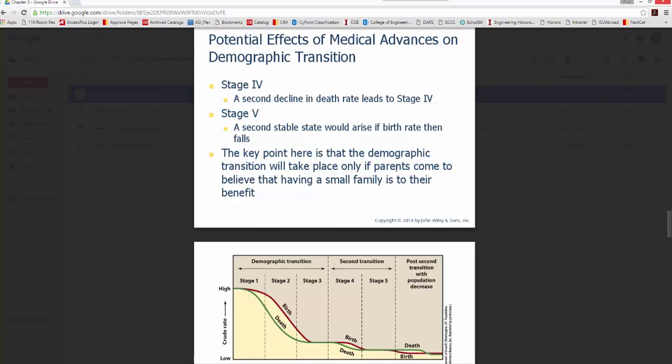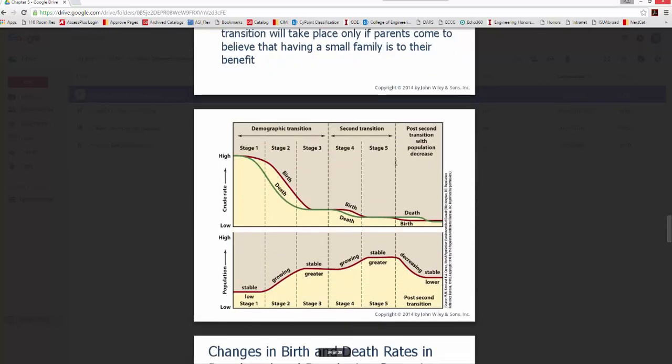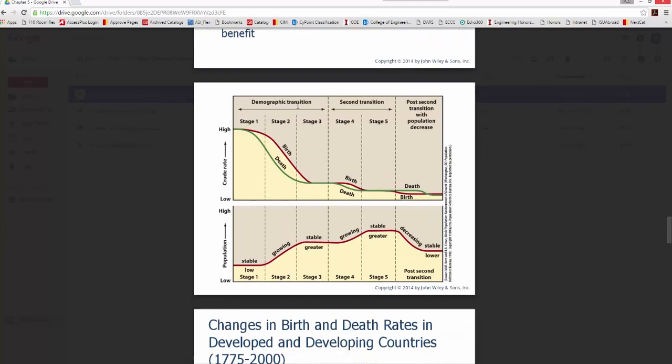So the key point here is that, according to your textbook, if we decrease population, in other words, if parents believe having a smaller family is the way to go, then we would begin to stabilize population growth. Now let's talk about the different stages here.